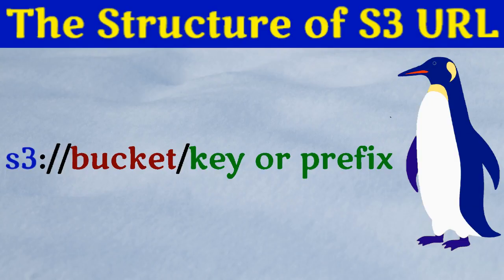So, what is an S3 URL? An S3 URL represents the location of a bucket, object or prefix. The S3 URL has the S3 scheme and is up to two parts separated by a slash. The first part is the bucket name. The second part is the object key or the prefix.